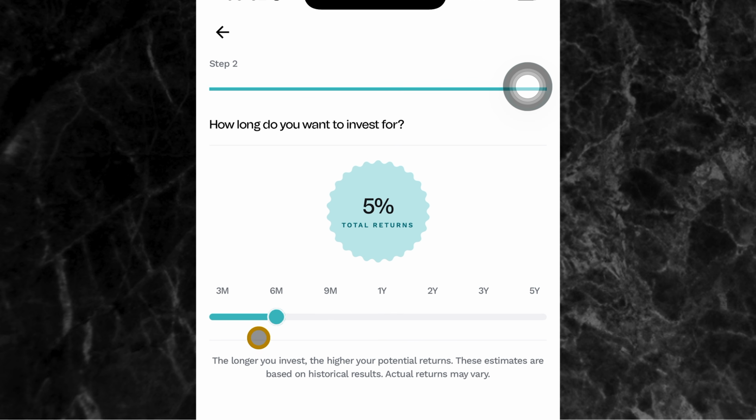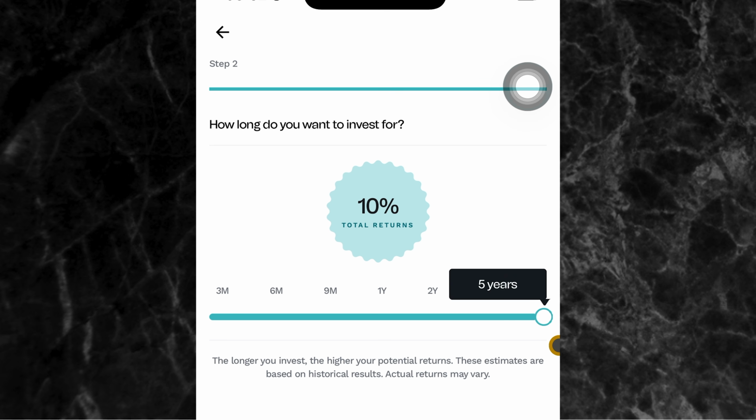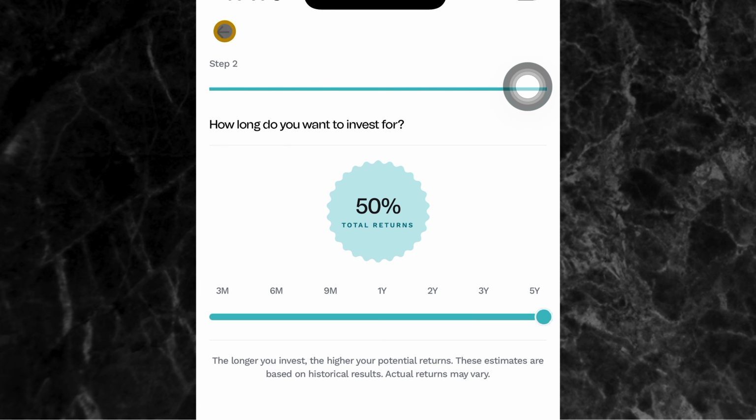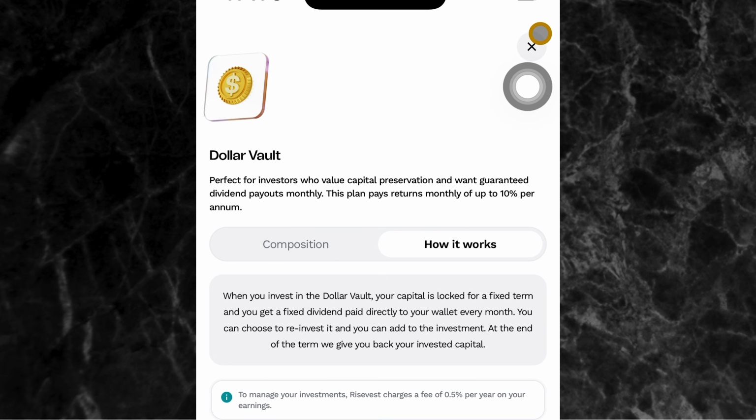And right here, you'll be able to see how much you can earn from it. So for 3 months, that's 2.5%. For 1 year, let's check for 1 year, that's 10%. And then for 5 years, that's 50%. So that is it right here. Then you click on continue. And right here, you just go ahead and put in the amount you want to invest. So that's another form of investment right there. That's interesting. That's for the dollar vault. Now let's check the next one.